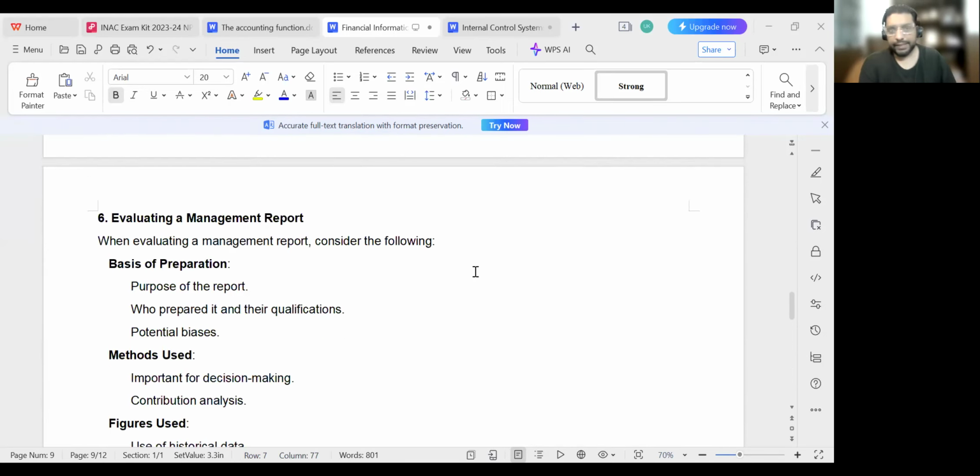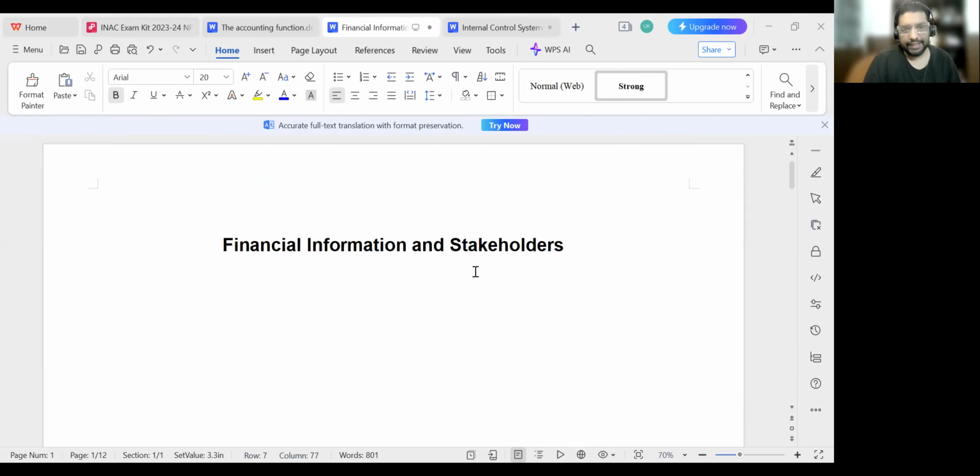All right. So this is again part of your curriculum. You have to understand between the financial information, what type of financial information is required in an organization, like in the management reports and everything, right? So we talked about that, and then we talked about stakeholders. Do you guys have any questions?